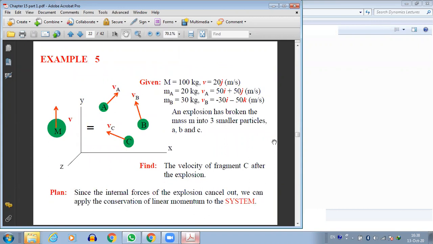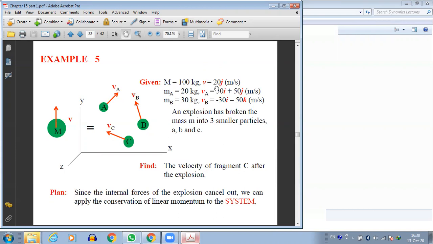Okay, so let's directly come over to a numerical and start solving it. This will be the best way to understand the concept. So we have an object M whose mass was 100 kg and its velocity was 20 j. So it was moving in the j direction with 20 meters per second.